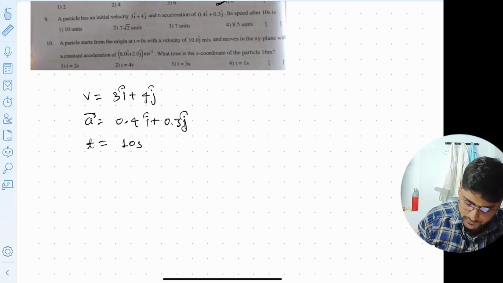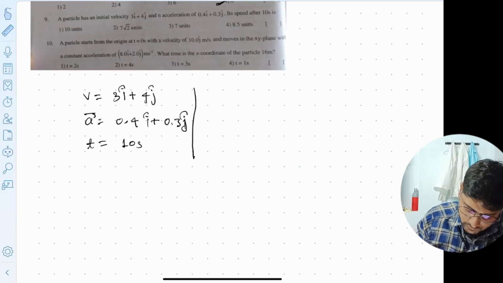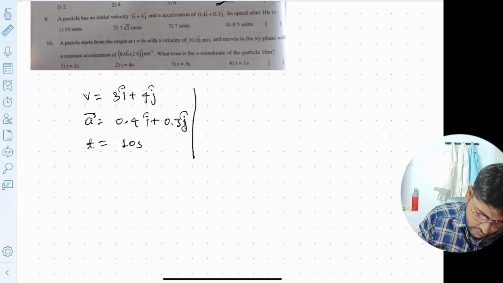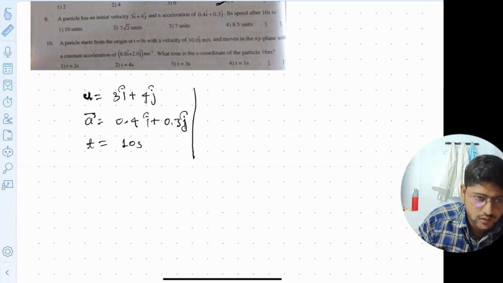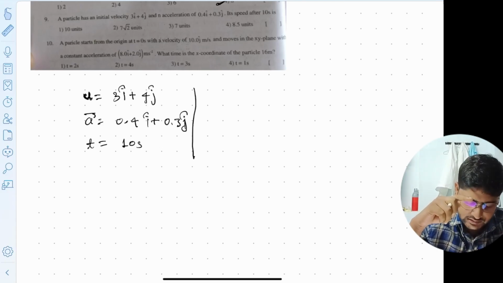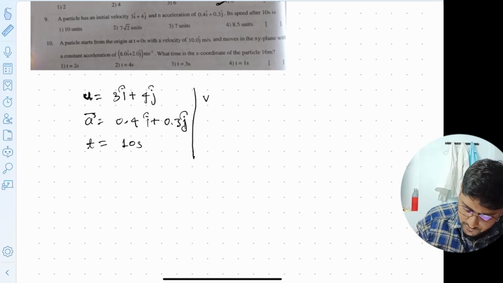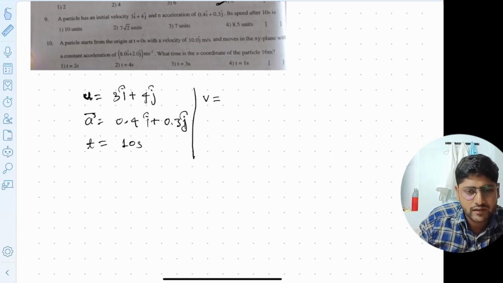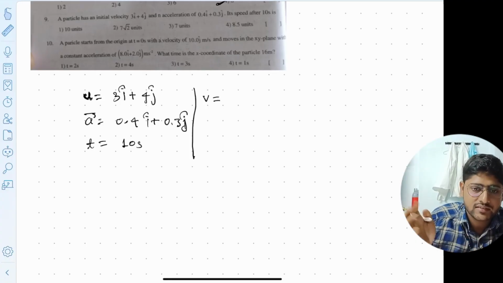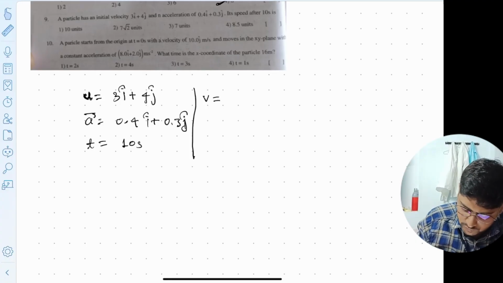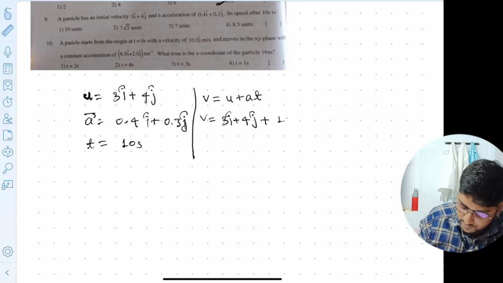We know one formula. Initial velocity, instead of v, we can write initial velocity u. One formula for the final velocity or final speed, in case it is moving in a straight line, is v equals u plus at. So final velocity v equals initial velocity u, which is 3 i cap plus 4 j cap, plus acceleration into time. Time is 10 seconds.